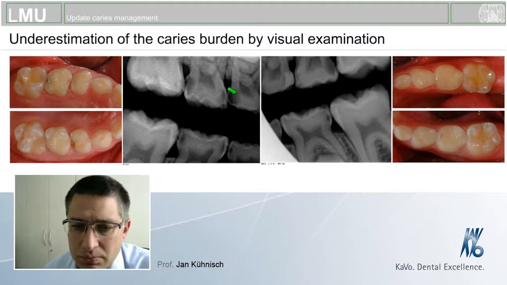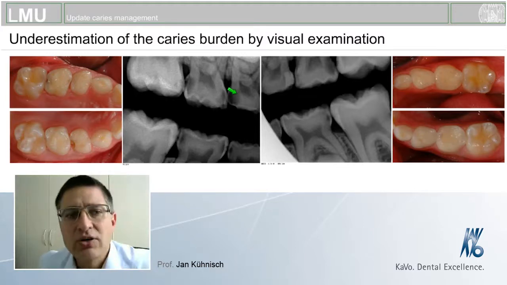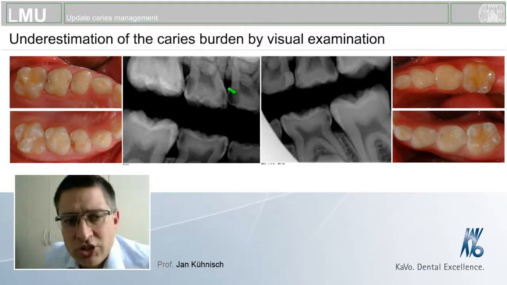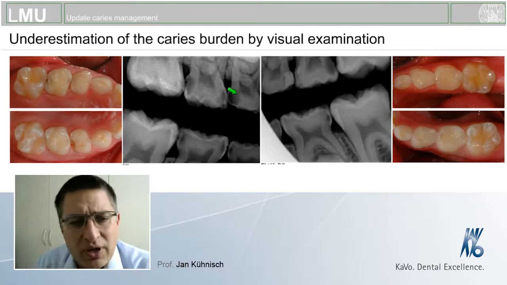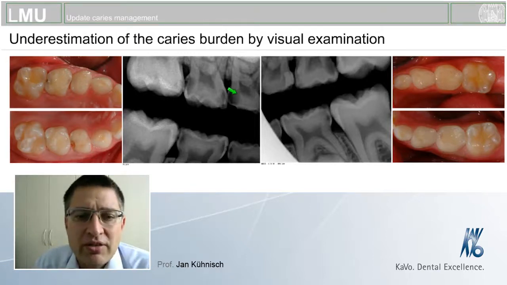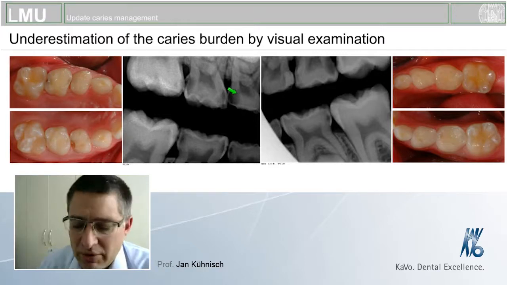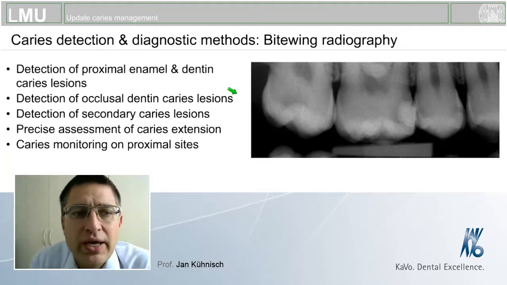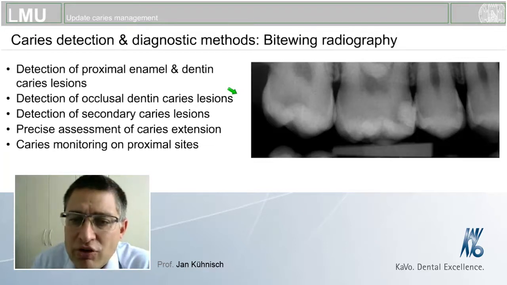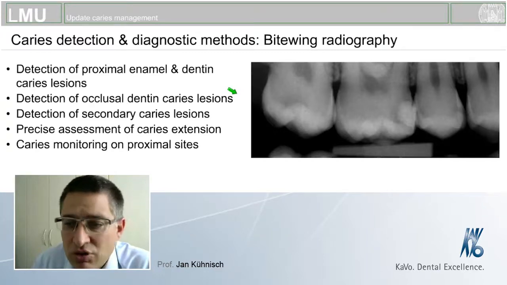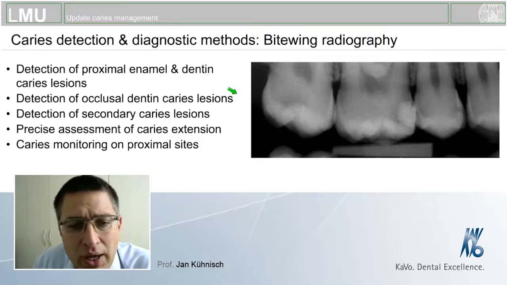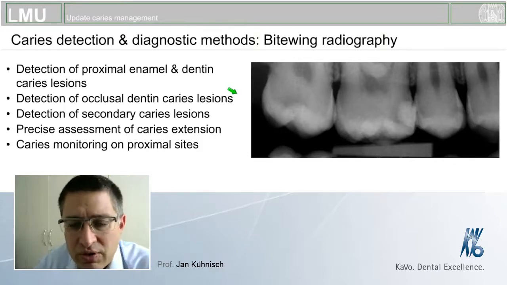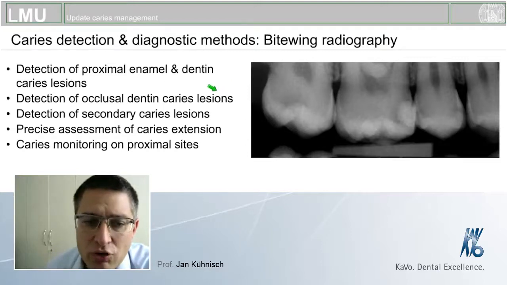But basically, from the diagnostic perspective, it has to be mentioned that it could be possible that we underestimate the caries burden by visual examination. The first additional diagnostic tool is the bite-wing radiograph. It's available in all dental practices across the globe, or mostly across the globe. And we have different points which can be fulfilled with bite-wing radiography.